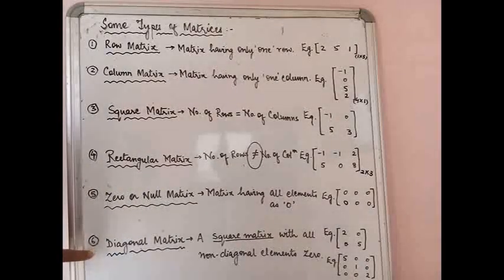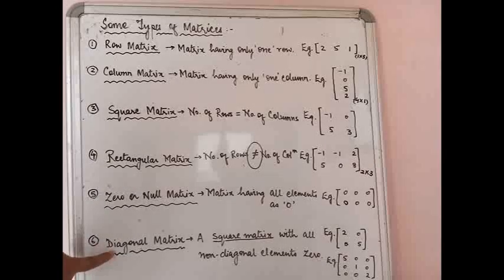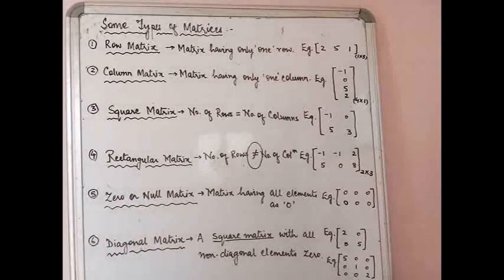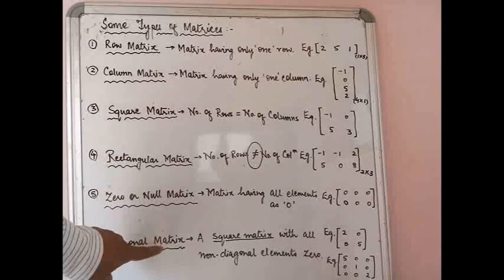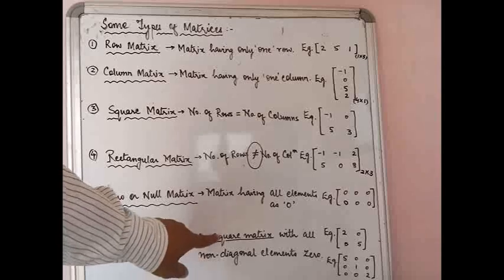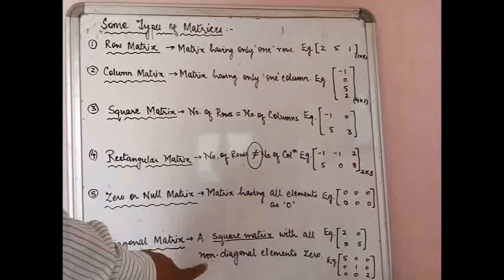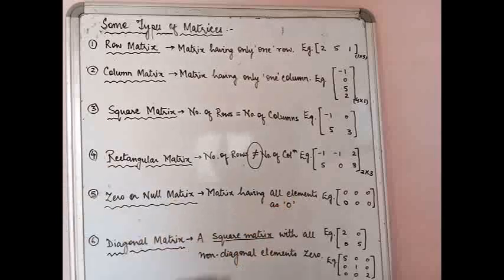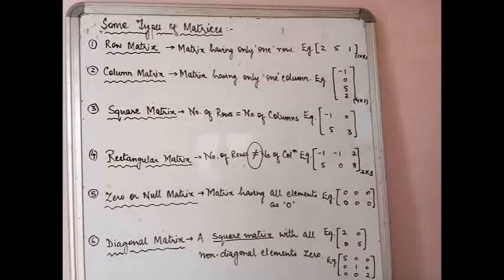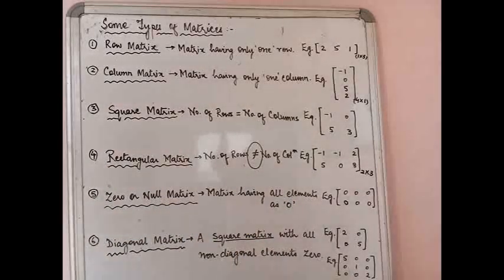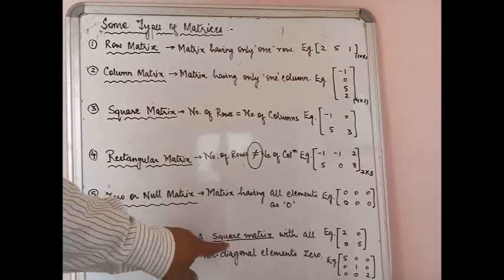Now coming down to the sixth one, which is the diagonal matrix. If you remember, just a little while back we had discussed what a principal diagonal of a matrix is. It stretches from the left hand top corner to the right hand bottom corner. So a diagonal matrix, if you read, is a square matrix with all non-diagonal elements 0. Non-diagonal elements, and the important words here, which I have underlined, are square matrix.